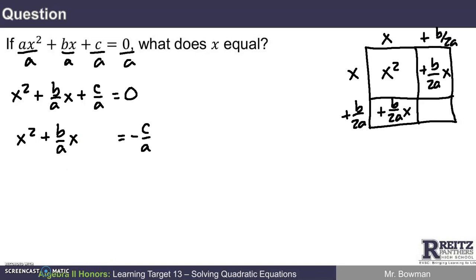So what is that number that completes the square? The number that belongs right here and here? Well, it's simply the product of this number and this number. So b over 2a times b over 2a is b squared over 2a times 2a is 4a squared. So we're going to add in b squared over 4 times a squared. But if I add it to the left side, by the addition property of equality, I need to add it to the right side as well.